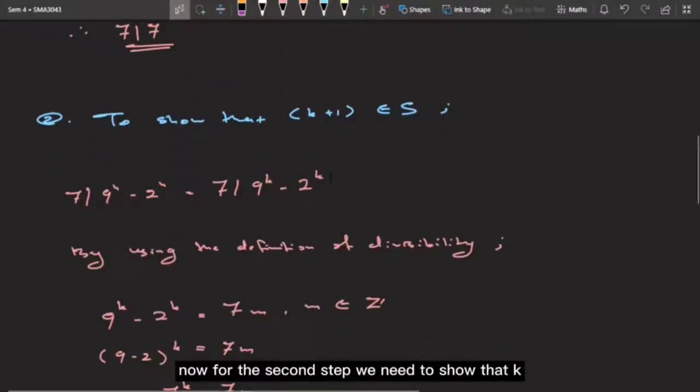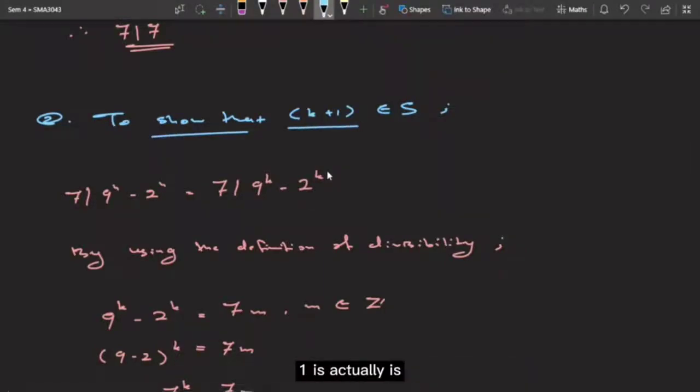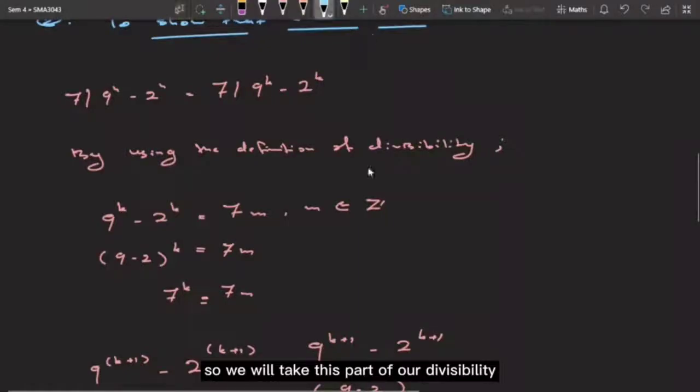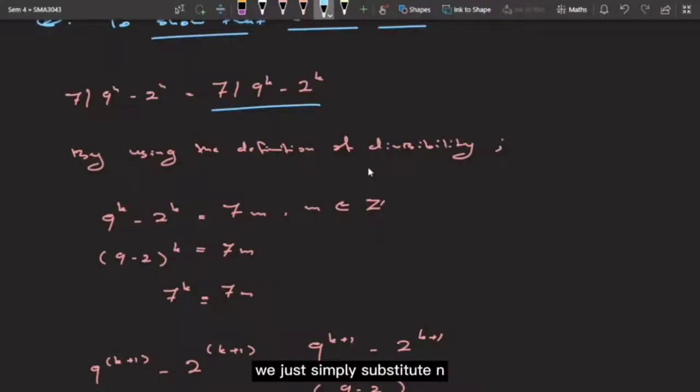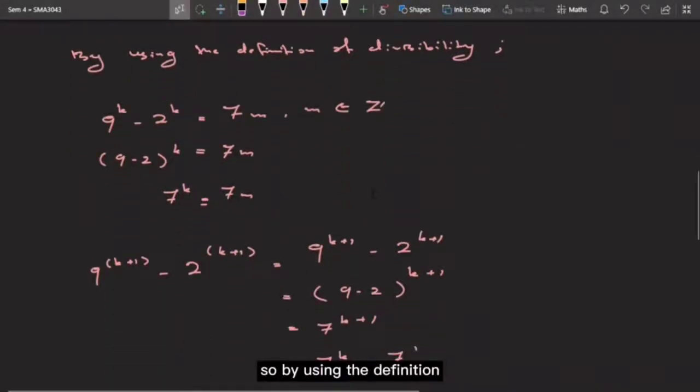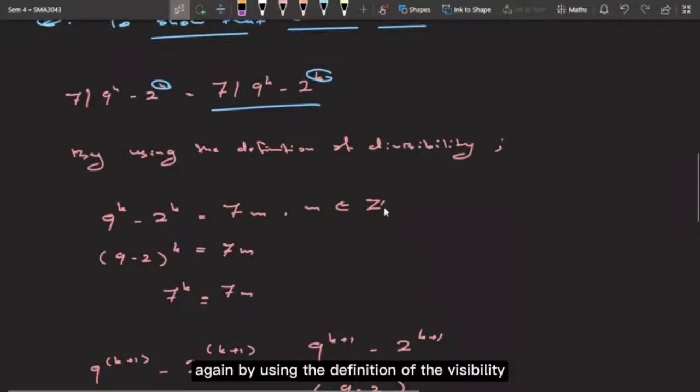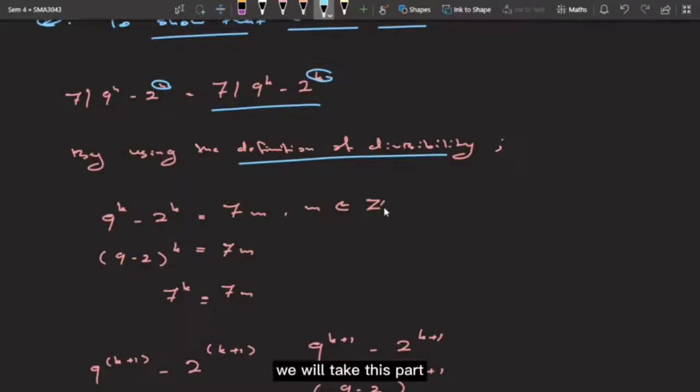Now for the second step, we need to show that k plus 1 is also an element of S. So we will take this part of our divisibility. We simply substitute our n with k here. So by using the definition of divisibility, we will take this part.